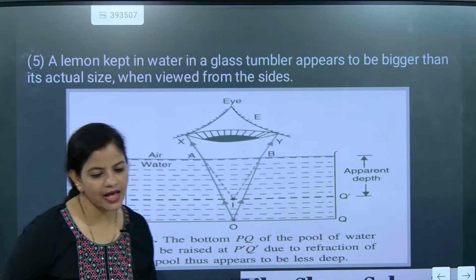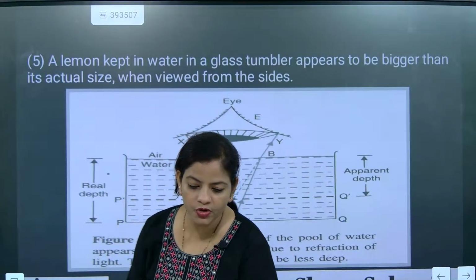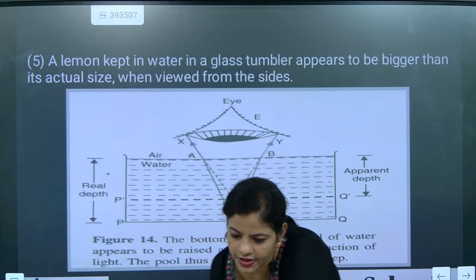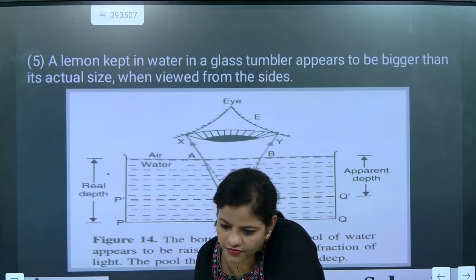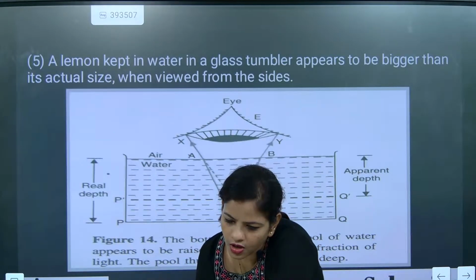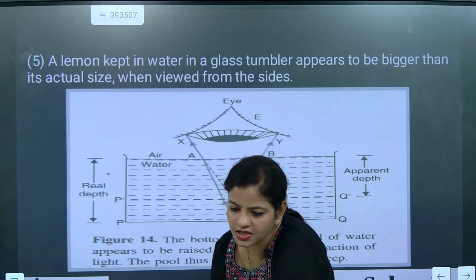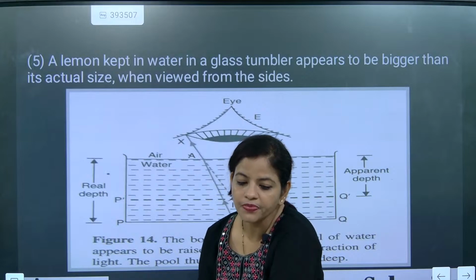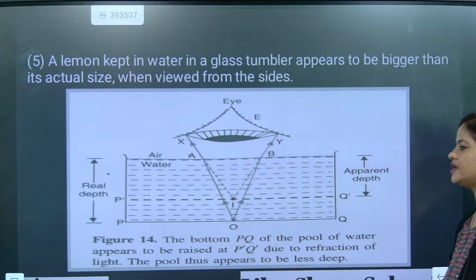Why does the lemon appear raised in water? Yes, absolutely correct, beta. When we see from outside, the water seems low, but it is deep. That's the reason, Piyush. Good morning, beta. So that's the reason, but what could be the reason behind this?